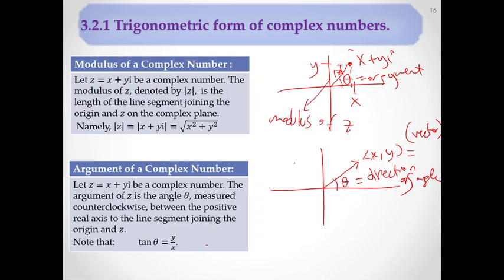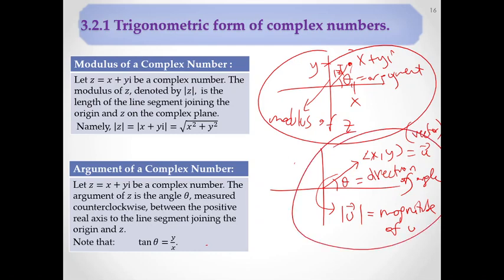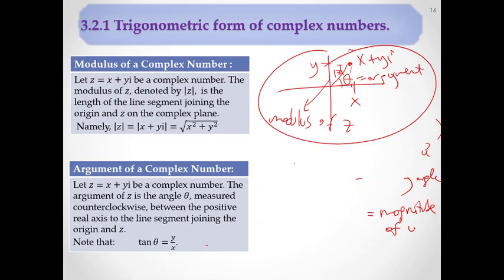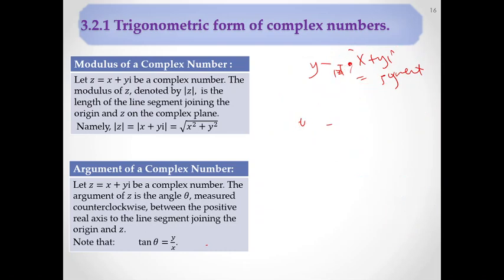Let's call this one also u, the vector u. And the length here, the norm of u, is called the magnitude of u. So the length of u or the magnitude of u. Usually they are all the same, except one of them is representing vectors and the other is representing complex numbers. The rest of the things are almost the same.